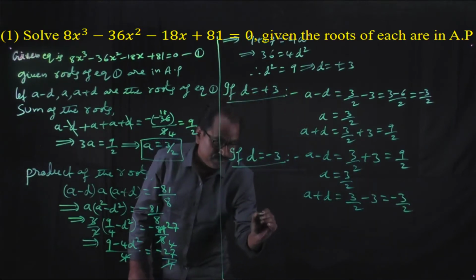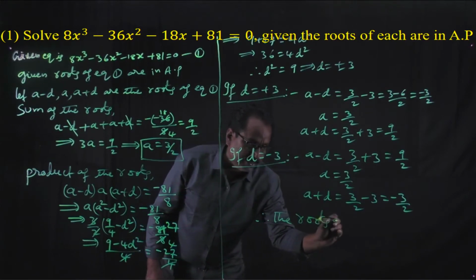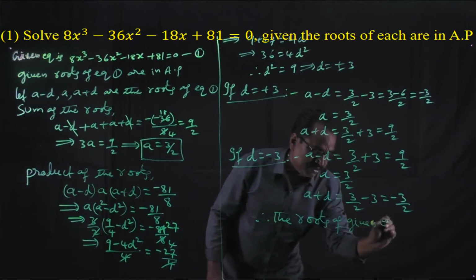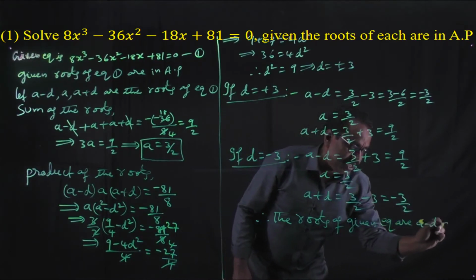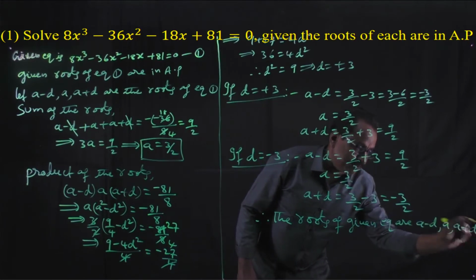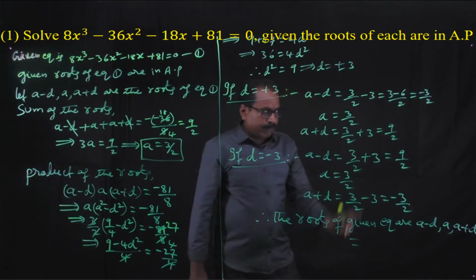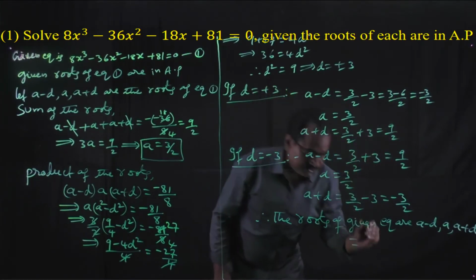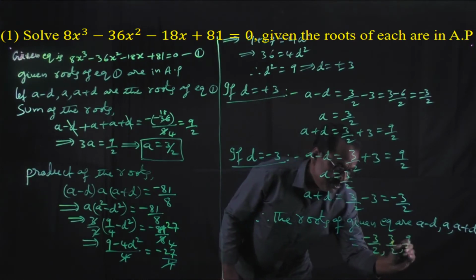Therefore, the roots of the given equation are a minus d, a, a plus d, that is equal to minus 3 by 2, 3 by 2, 9 by 2.